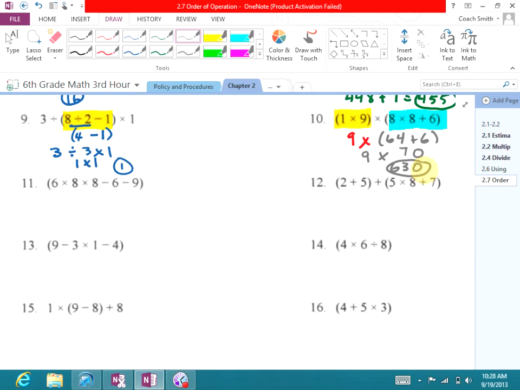Now, in problem number 11, what are we going to do first? We have a whole parentheses. So what are we going to do first there? Okay, what am I going to do first? 6 times 8. So I got to do that first in the parentheses. And what is 6 times 8? 48 times 8 minus 6 minus 9.